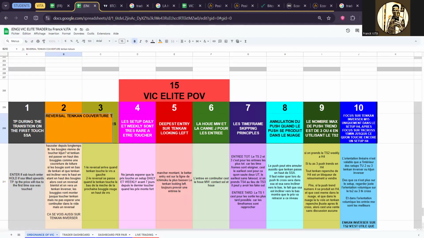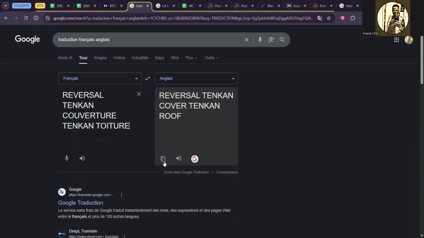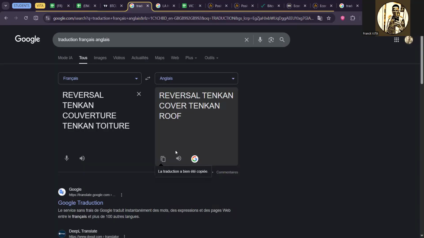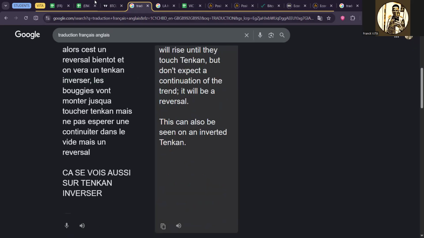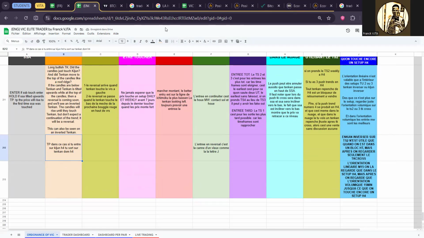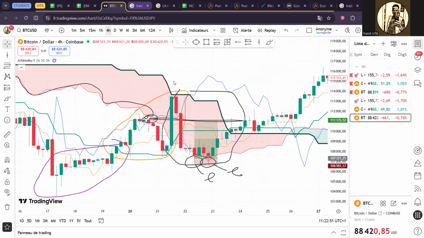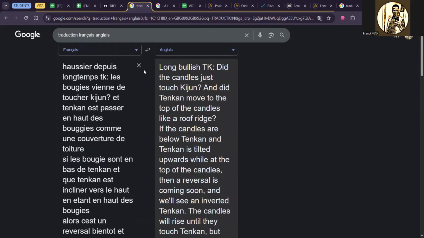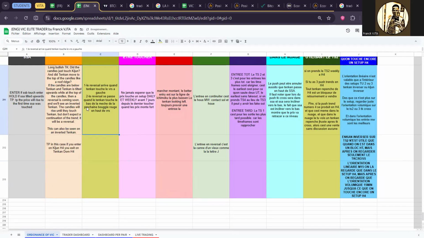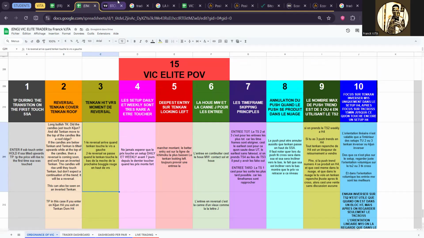So let us go to number 2. There is something that I call the Tenkan roof. The Tenkan roof is showing you when the price is about to reverse. Let me show you on the Tenkan dome, the Tenkan roof, the Tenkan cover.